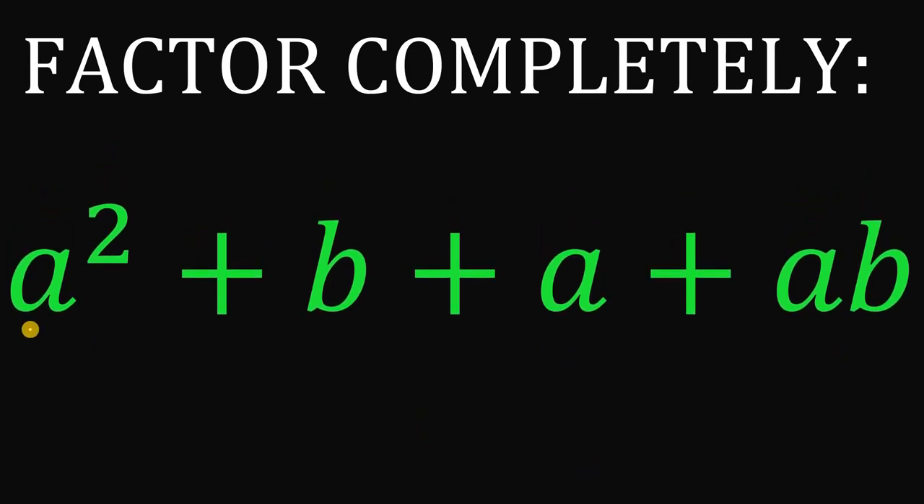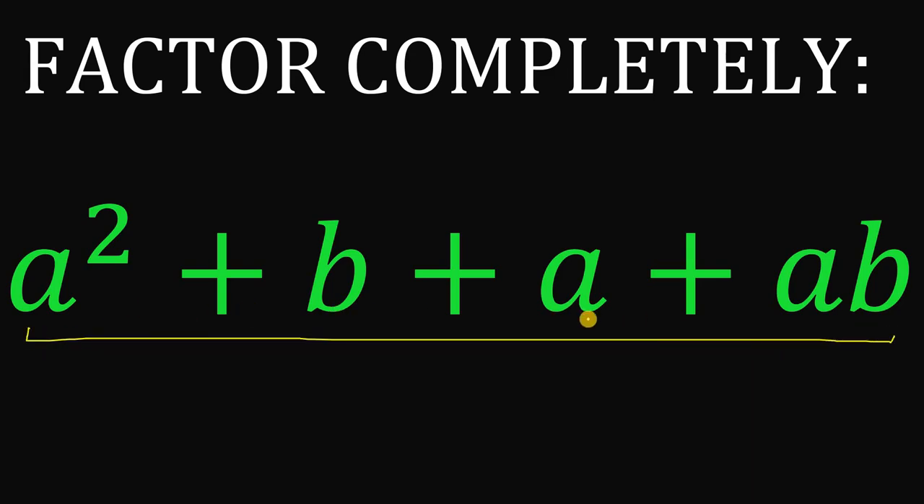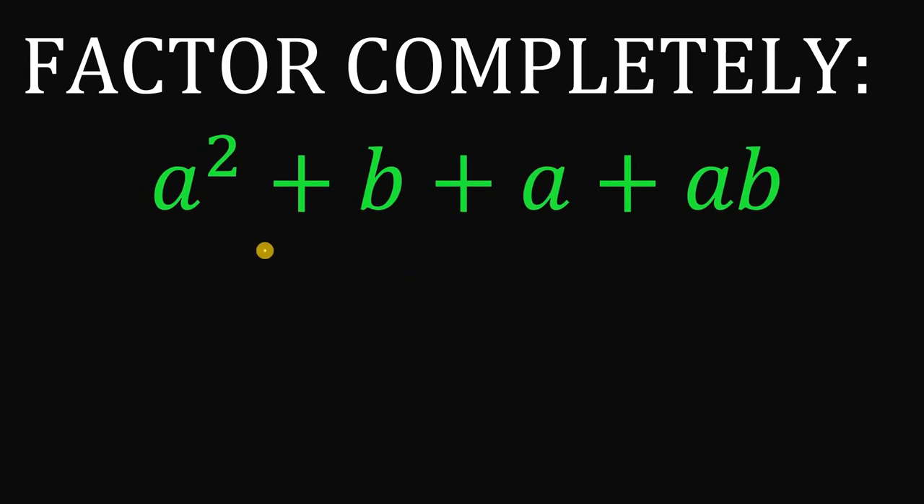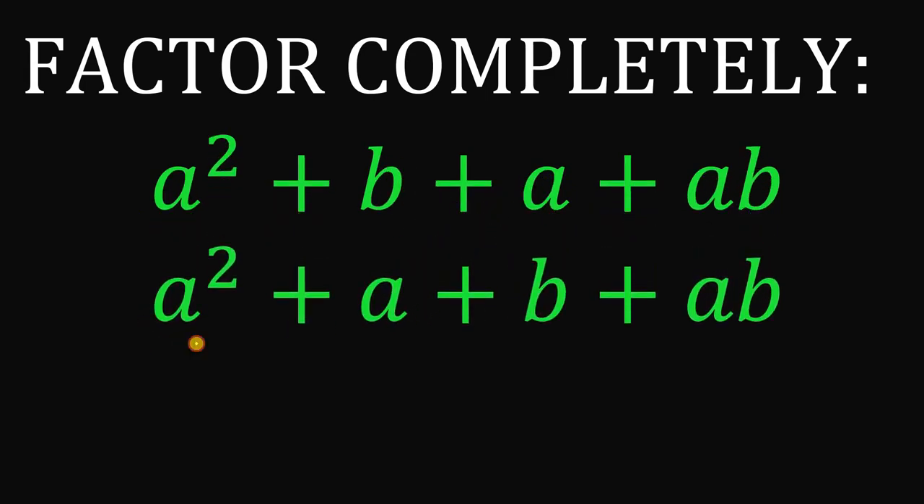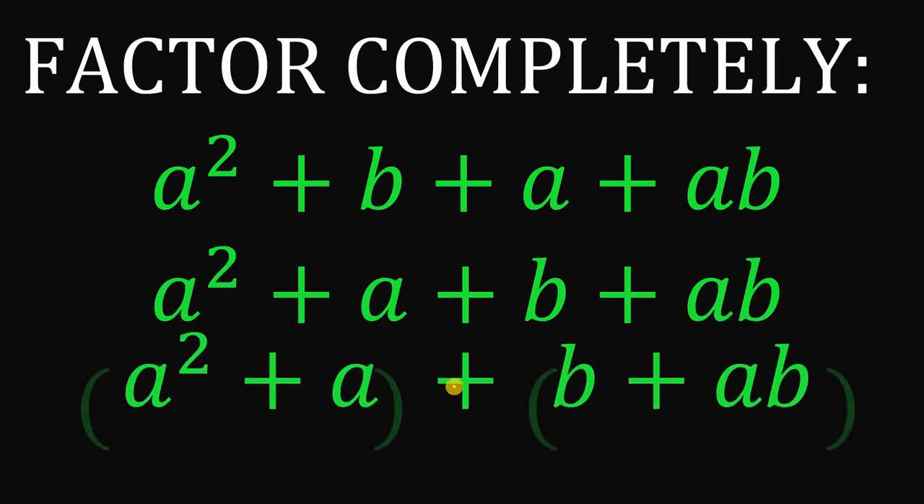Alright, so our goal here is to factor completely this entire expression, a squared plus b plus a plus ab. So what we're going to do is to focus on this expression and take note that we have here a squared and a. So why not? Let's rearrange some terms a little bit like this, so that we have here a squared and a, both terms of a factor of a, and b plus ab, both terms have a factor of b. Now, what we're going to do is to group them.